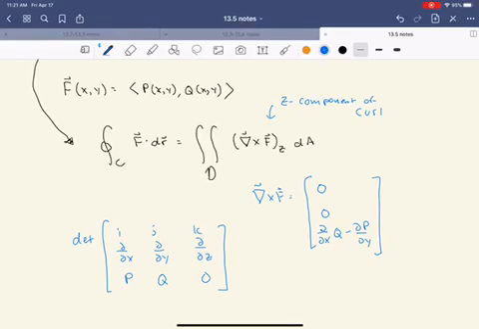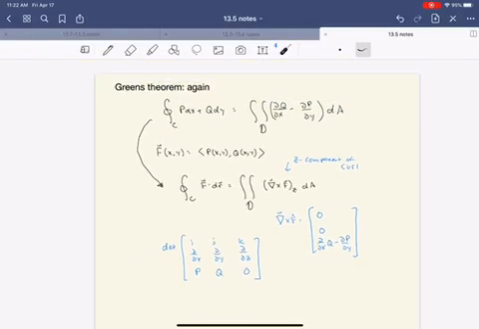Okay. So, the i component, you're going to take partial with respect to y of 0 minus, there's no z, right? These don't have z, so that's also 0. The j component, partial with respect to z, that's 0, minus partial with respect to x of z. So the only thing is the k component, which is going to be partial with respect to x of Q, minus partial with respect to y of P. Okay, so that's just another way to see Green's theorem.